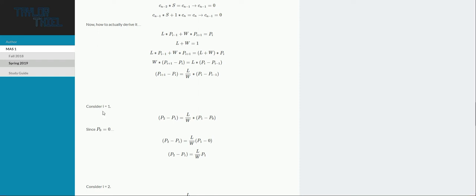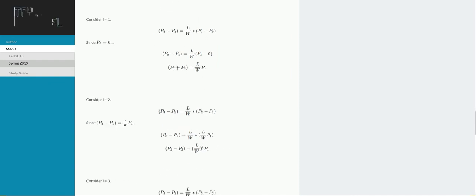So what we can do is we consider I equals 1 as a base case. And so when we plug in I equals 1, we get P subscript 2 minus P subscript 1 equals the probability of losing a round divided by winning a round, multiplied by P subscript 1 minus P subscript 0. And what's special about this is if you have 0 tokens, the probability you're going to win the entire game is 0. You've already run out of tokens, it's hopeless at that point. And so we can actually substitute in for P subscript 0 the value of 0. So at this point we get P subscript 2 minus P subscript 1 equals the loss rate divided by the win rate multiplied by P subscript 1.